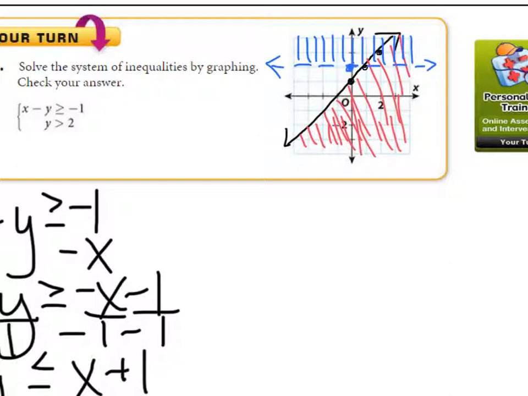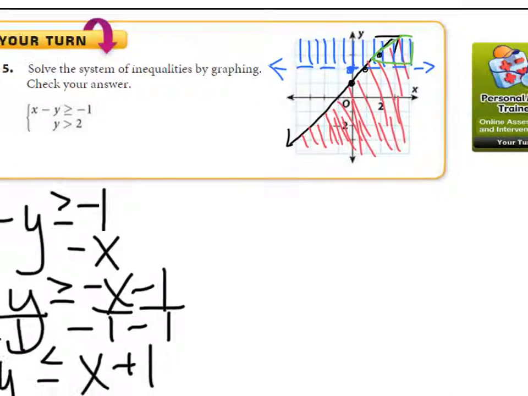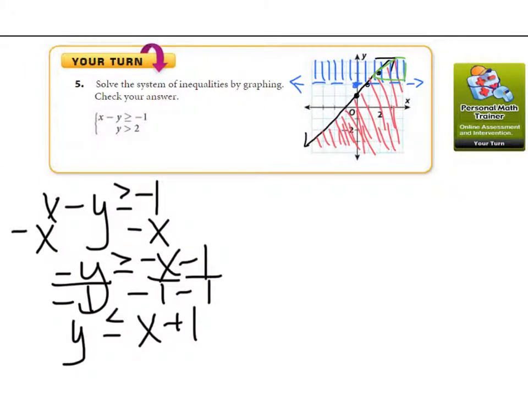So if we were asked to find solutions, we're talking about this region here, if your graph were bigger. To check your answer, you could take any point from there and make sure that it meets both inequalities.